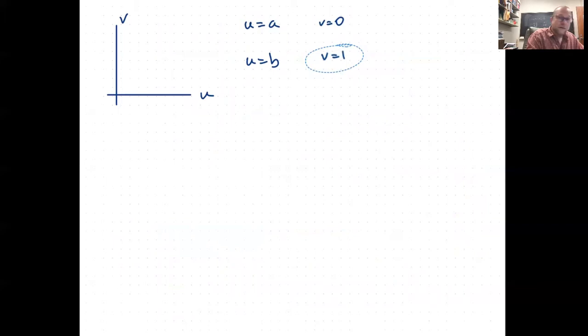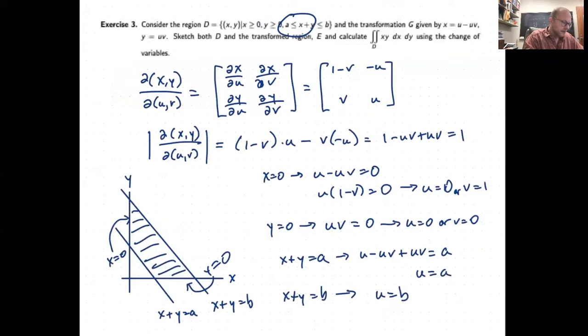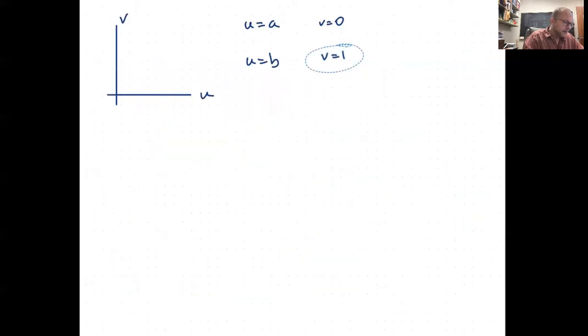I don't know what A and B are, but they need to be positive, because if they were not positive, then our picture that we had over here would not have ended up in the first quadrant, and it's got to be in the first quadrant. Negative values for A and B would have given us a region that didn't make sense.